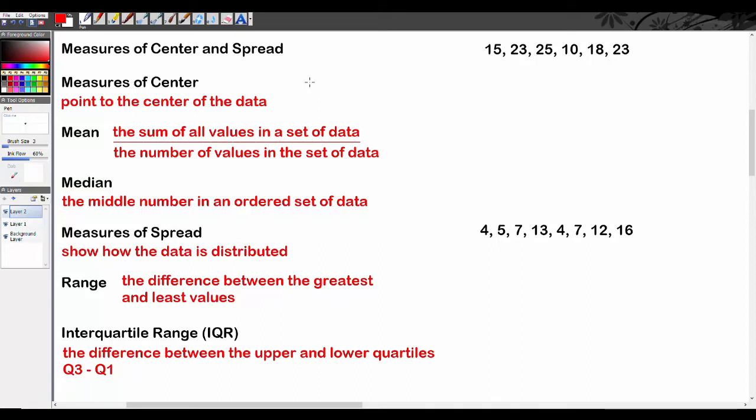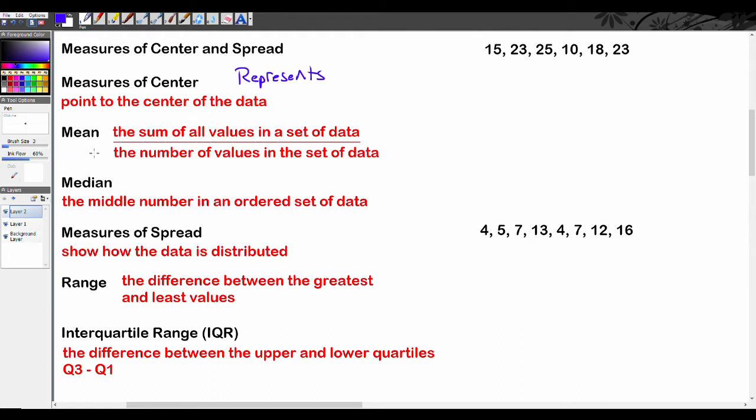Okay, measures of center and spread. These are ways of looking at data and analyzing what's going on with data. So first, the measures of center. What do the measures of center do? They point to the center of data. What we're looking for when we're looking at measures of center is a value, a number that represents the entire set of data. The two measures of center that we're going to look at are the mean and the median.